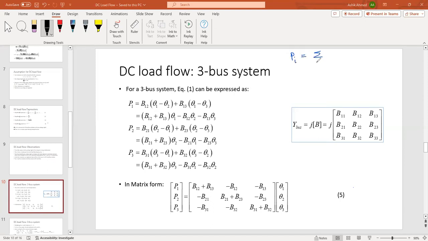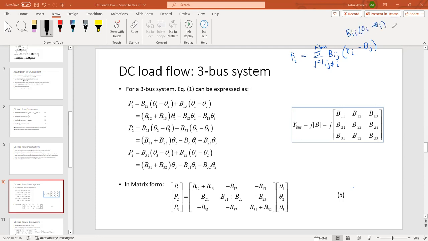It is simply the sum over j equals 1 to n bus of Bij times (theta i minus theta j). And we also said that here j is not equal to i. Because once j is equal to i, theta j becomes equal to theta i, and ultimately these two will cancel, and there will be no contribution of this entry, like Bii times (theta i minus theta i).